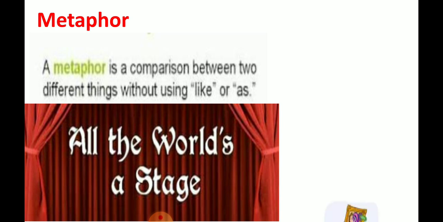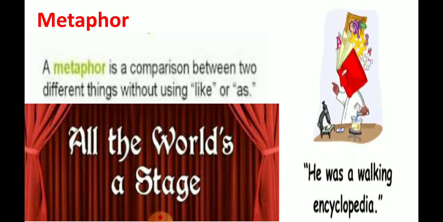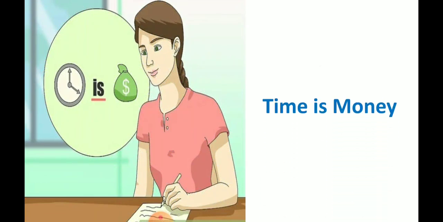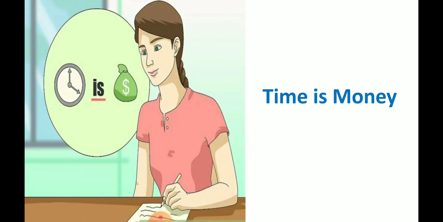Next example, he was a walking encyclopedia. The person is compared to an encyclopedia here, and no words like or as are used. So indirectly he is compared to an encyclopedia. Time is money. Time is compared to money without using the words like or as.